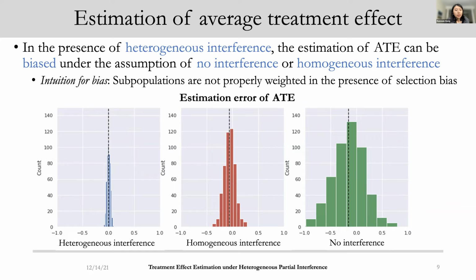In observational studies, different subpopulations may have different propensities, and the propensities may vary by units' and neighbors' characteristics. If we treat all neighbors the same, or if we ignore interference, then units are not properly weighted to fully adjust for the selection bias, which leads to a biased estimate of the ATE. So that is the first reason why it's important to account for heterogeneous interference.